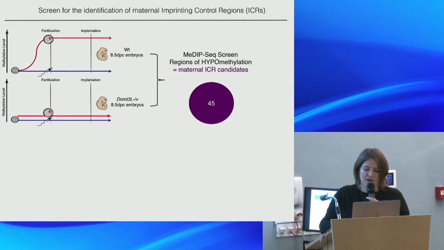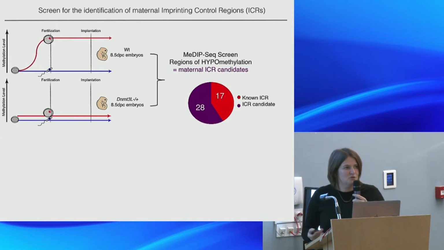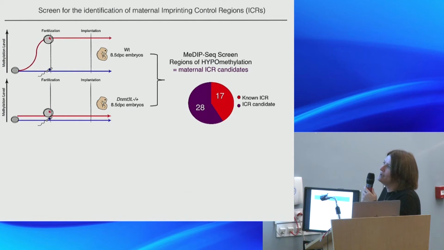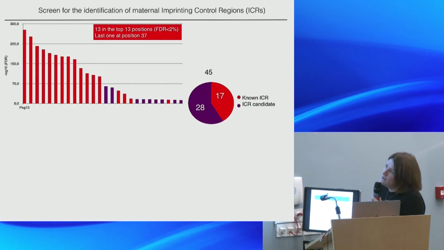And among these 45 candidate regions, we had the 17 known maternal ICRs, showing that the screen was efficient and selective. And we then had 28 potential new maternal ICR regions. So in red are the ones that were previously known. Here they are scored by their level of significance. And here are the new violet ones.